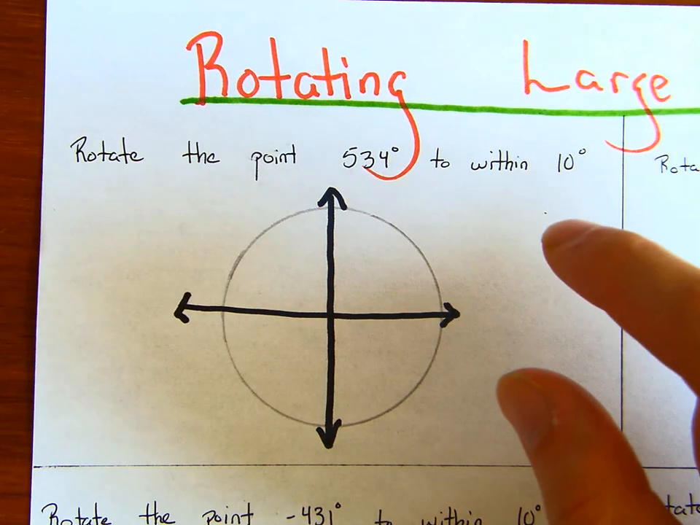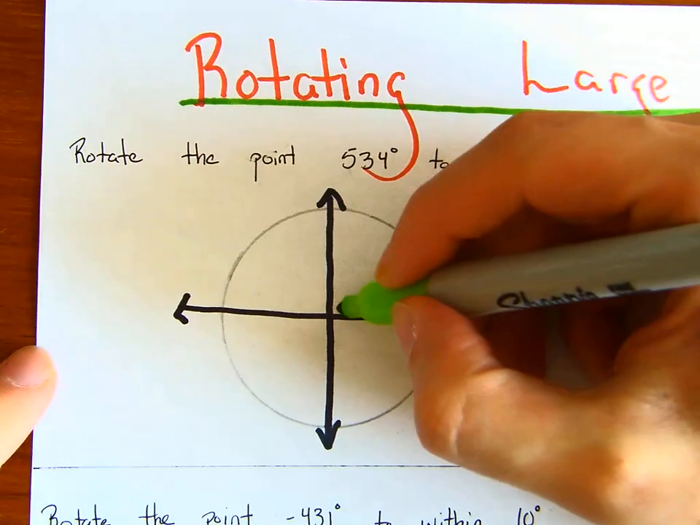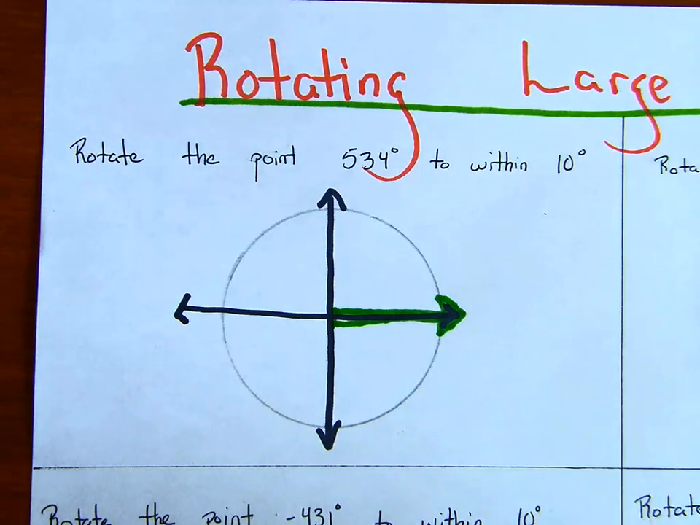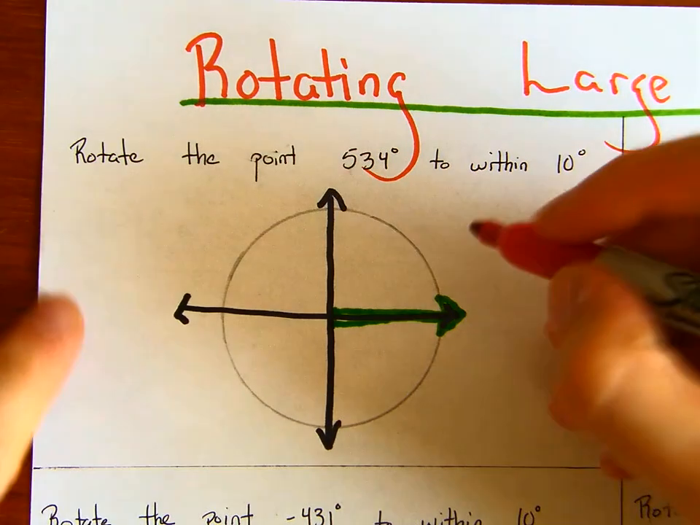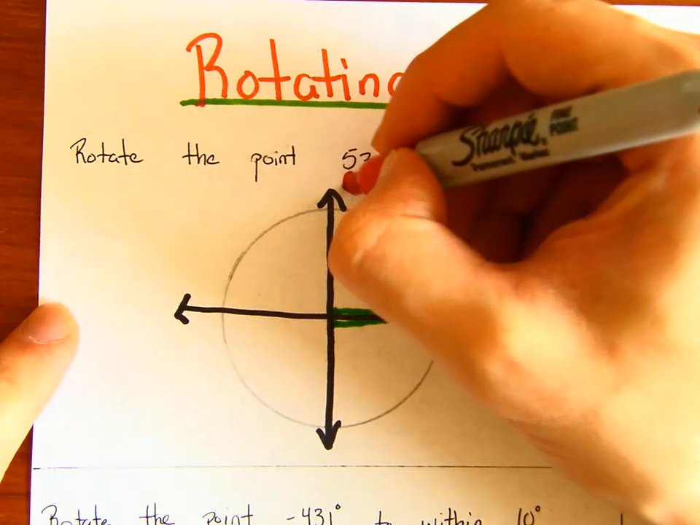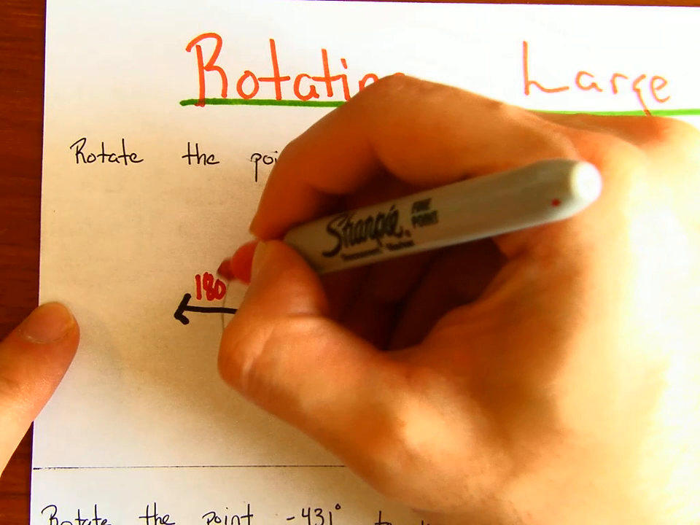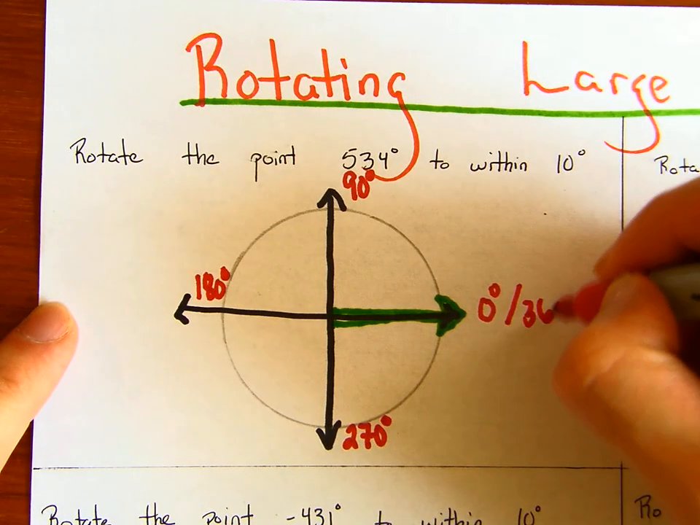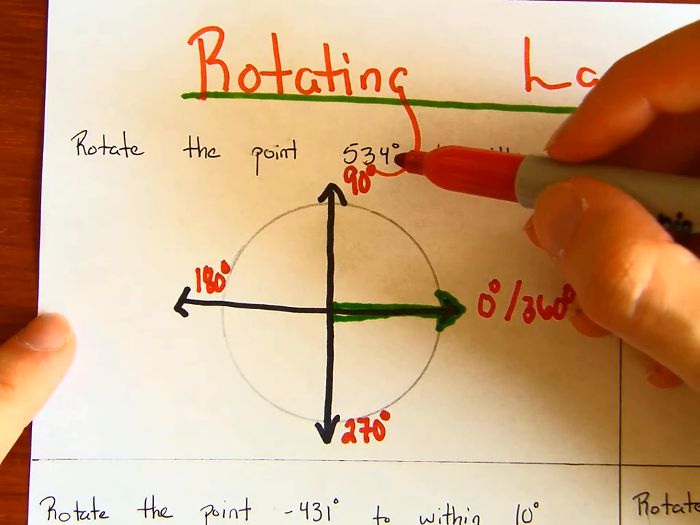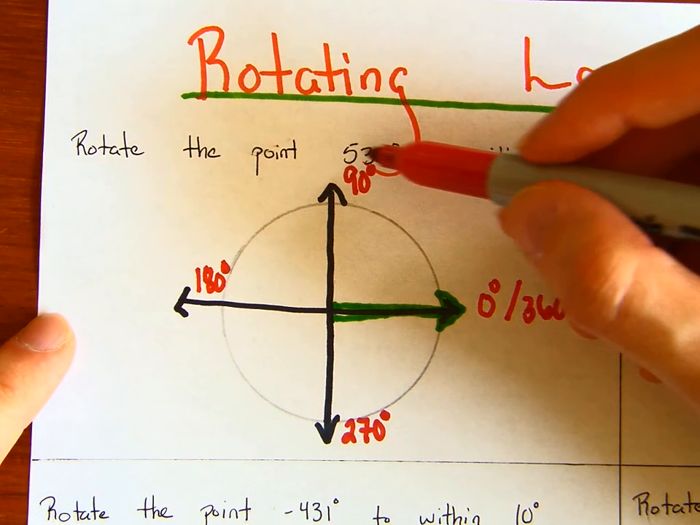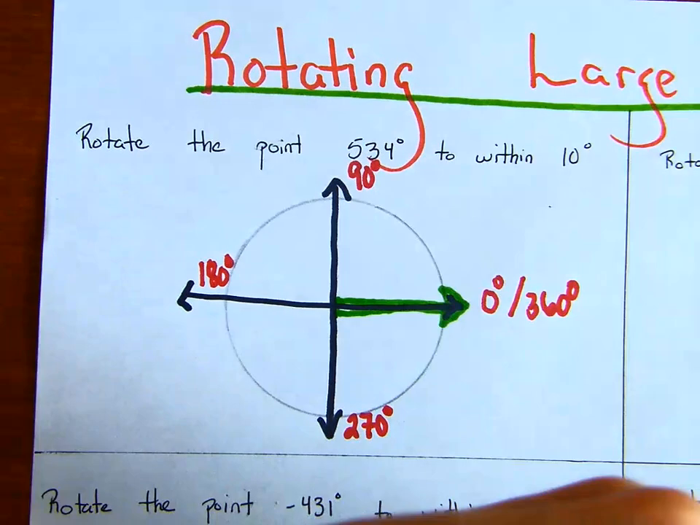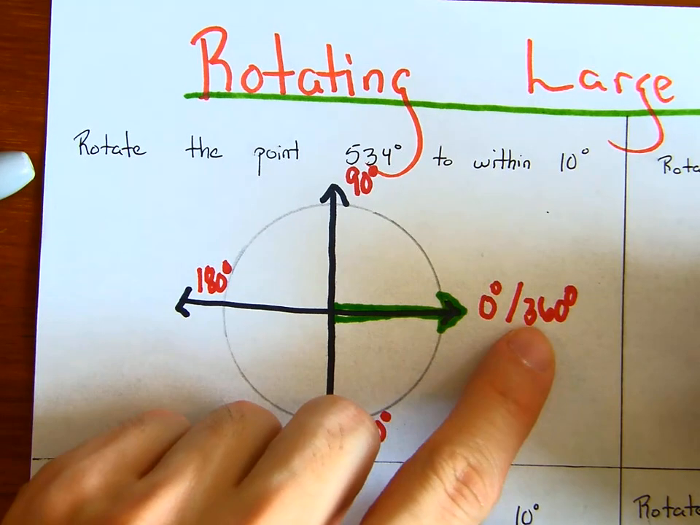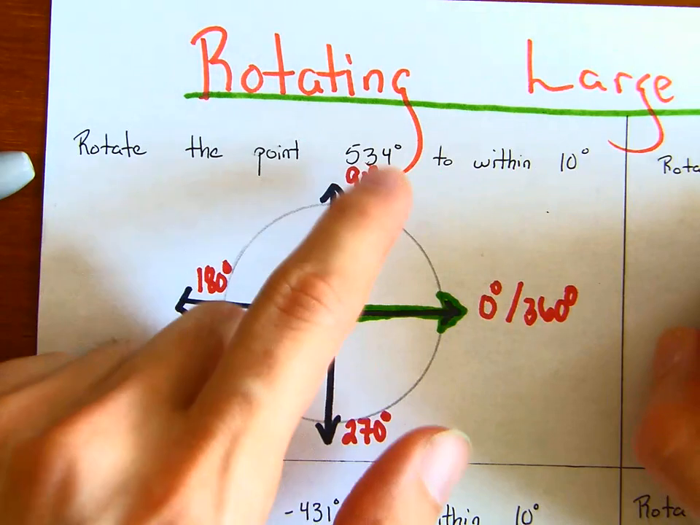Notice that where do we always start? We always start over here, and this is our initial ray. Let's not forget the degrees. We have 0 degrees, 90 degrees, 180 degrees, 270 degrees, and then 360 degrees. We want to make a 534 degree rotation. So let's say we use 360 of that 534, what's going to happen?